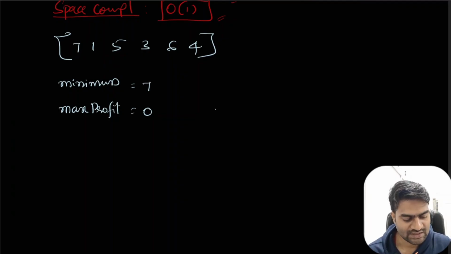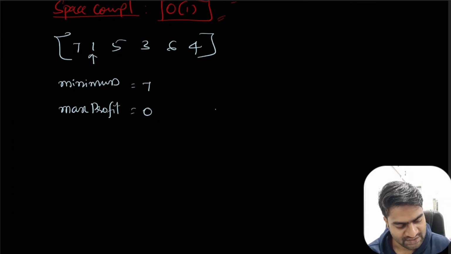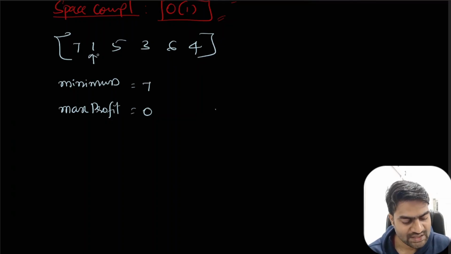Correct, right? So here the value is 1. If it is more than 7, then I can for sure sell it, so I can sell it on the next day. Now I will try to find the maximum profit. If I sell it at 1, then my maximum profit will still be 0, because I will be selling at a loss, which will be minus 6. So I won't update max profit. It still will be 0 because 0 is greater than minus 6.